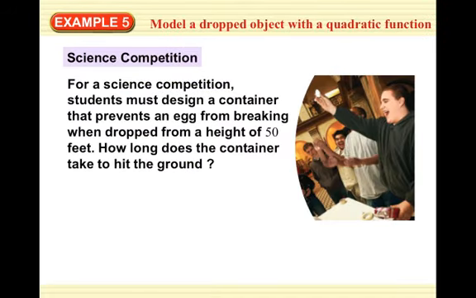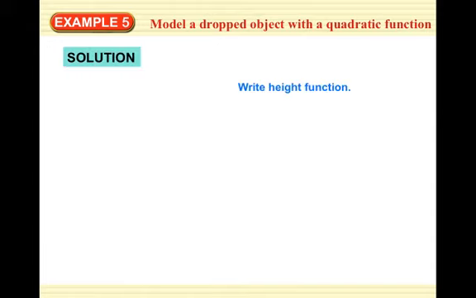For a science competition, students must design a container that prevents an egg from breaking when dropped from a height of 50 feet. How long does the container take to hit the ground? Okay, so we're going to write the function. In general, it's h equals negative 16t squared plus h naught, the original height.